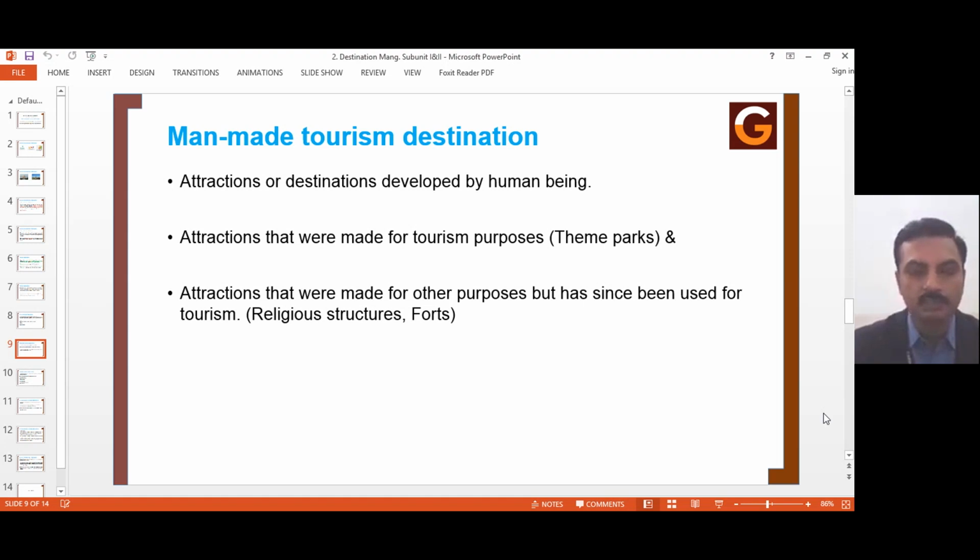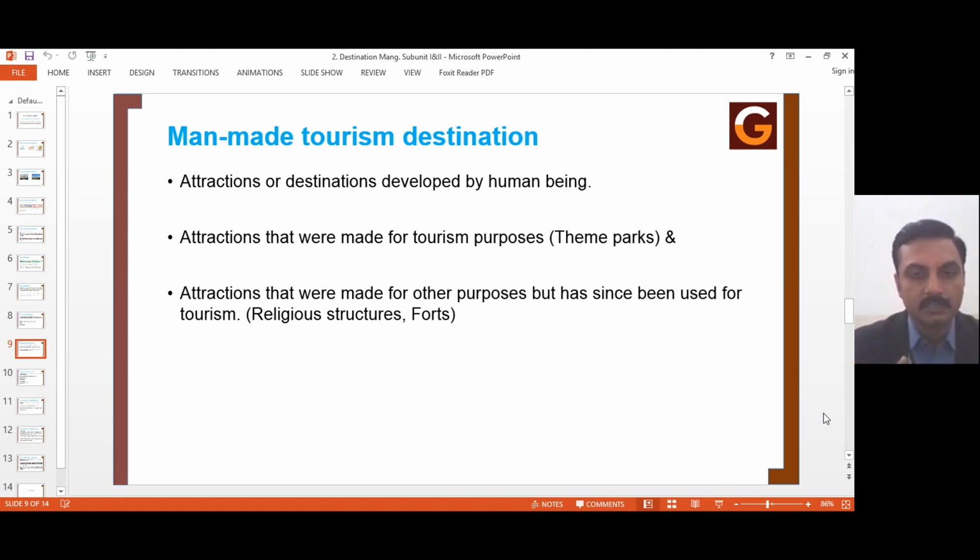People are moving to these places, going to these places, not only for worshipping, but for visiting, for witnessing the architecture also. So it has become now a tourism destination and it is man-made. So there is a wide class of man-made tourism destinations, which may be attractions, destinations developed fully by human beings, and they were made for tourist attraction purposes, such as theme parks if they are developing.